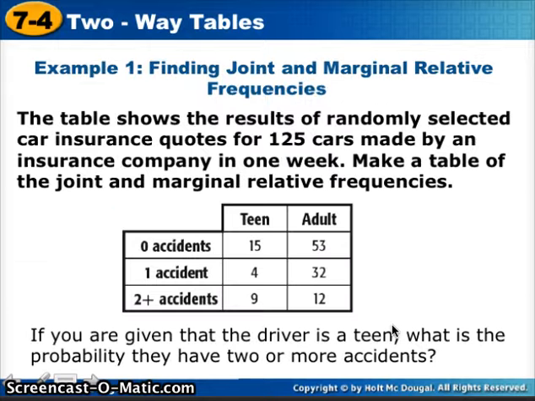Here's an example. This table shows the results of randomly selecting car insurance quotes for 125 cars made by an insurance company in 1 week. Let's see if we can change this table to be a joint and marginal relative frequency table. Then let's see if we can use our table to answer this question: if you are given that a driver is a teen, what is the probability that they have 2 or more accidents?